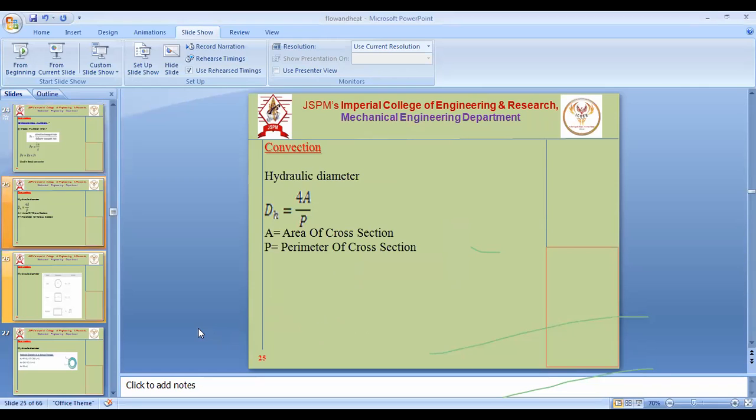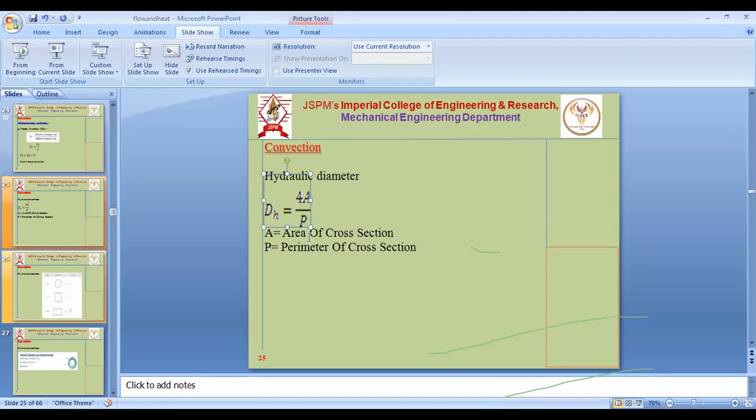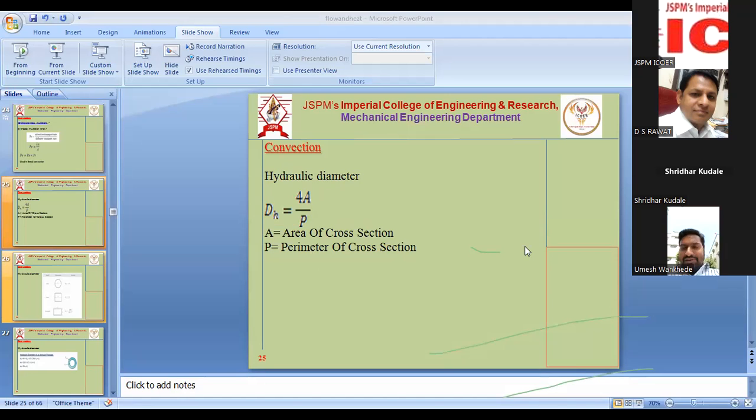So, like I told you, hL by k for the Nusselt number, where L is the hydraulic diameter. How is it calculated? It is 4A by P, where A is the cross-sectional area and P is the cross-sectional perimeter.